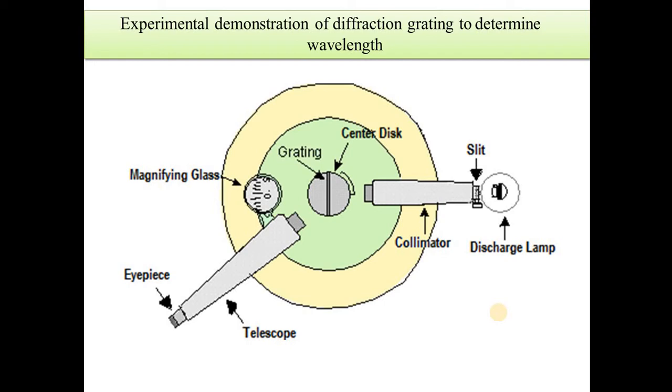So I have mentioned right in the beginning that a diffraction grating is used to determine the wavelength of light, and the experimental arrangement used is the spectrometer. And this is an experiment that you are going to do in your second year physics lab. That is how you are going to determine the wavelength of light using a grating.